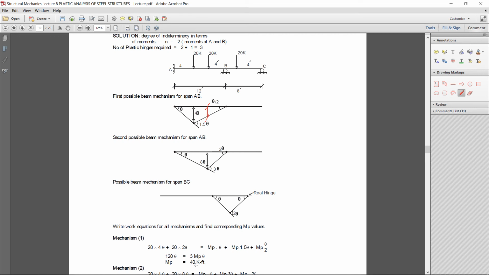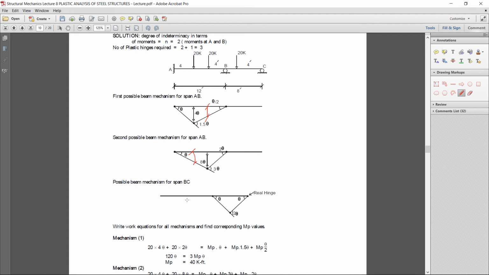In the second mechanism, here, if the theta at this location, then that length is 8, so you will get at this point 8 theta. And to get the deformation in the second mechanism at this location, if that is 8 and that is also 8, so at 4 feet here it will be 4 theta. By similar triangle you can get the value at this load.